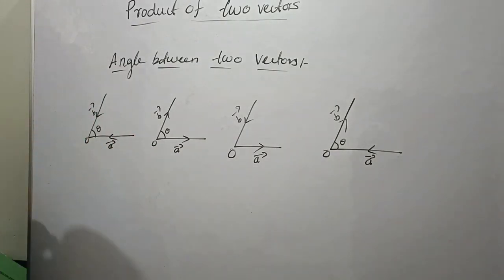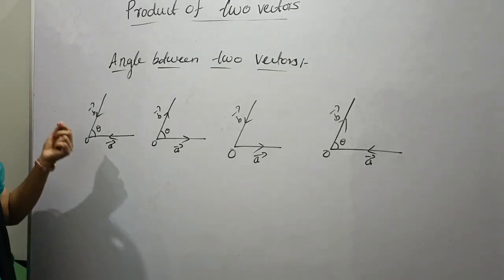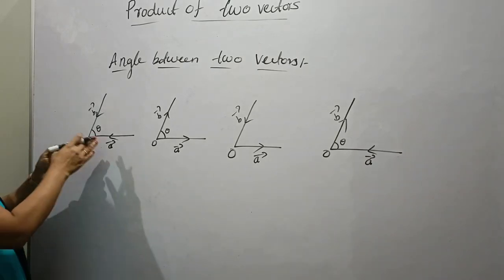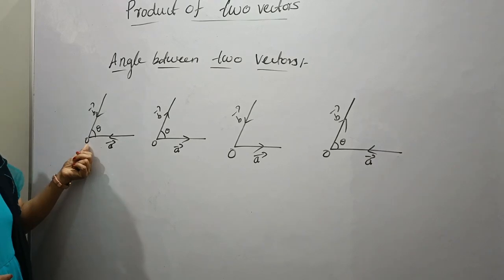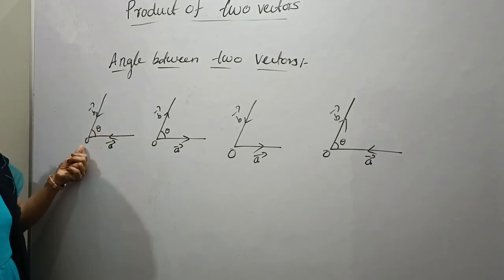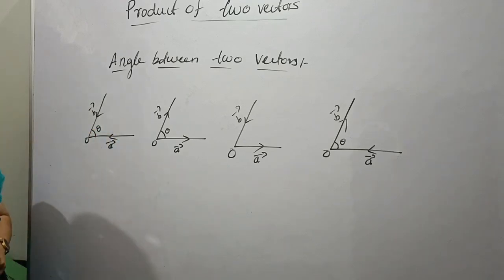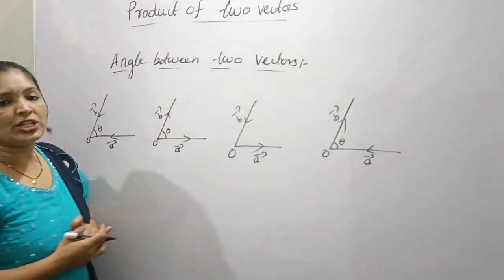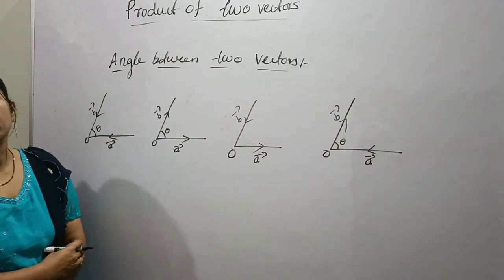Okay, look at the first diagram. Here vector A and vector B are non-zero vectors. So what is the angle between these two vectors? Here, vector A and vector B converge to O, it is a point O. Therefore, theta is the angle between them. Look at the second one. Here vector A and vector B diverge from O. Therefore, theta is the angle between them.